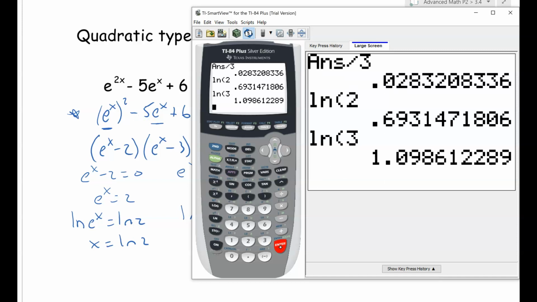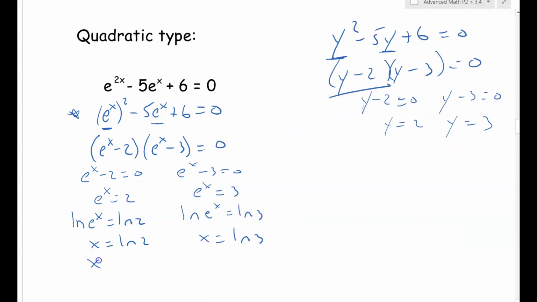All right. So the answer for ln of 2 is 0.693, and this one is 1.099. Okay, so those are your two answers for that problem. Call this a quadratic type because it is quadratic in nature.